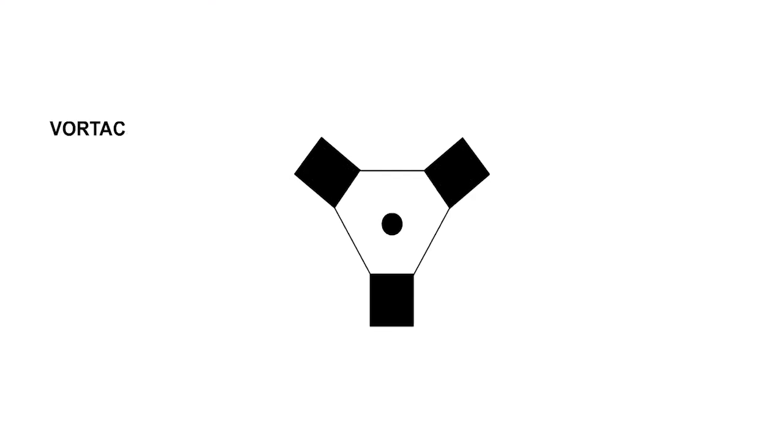Sometimes a TACAN is co-located with a VOR, in which case it is called a VORTAC. This means that a civilian aircraft can receive the VOR bearing and the TACAN range. A VORTAC can be treated exactly as a co-located VOR DME.